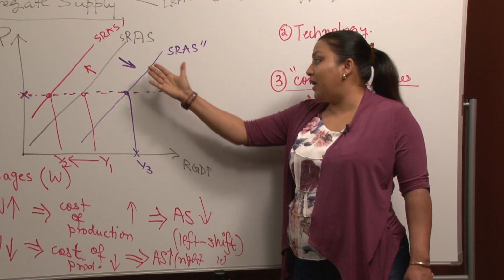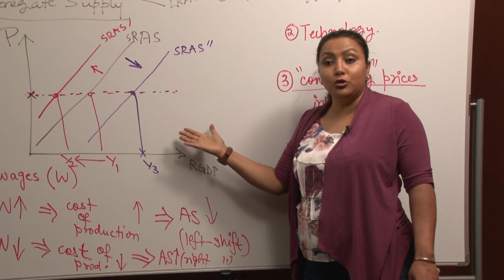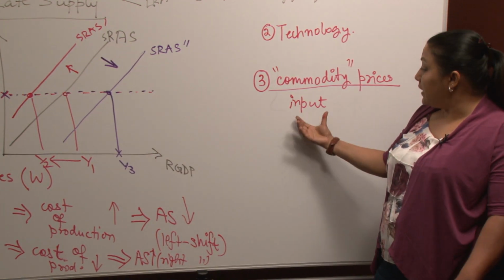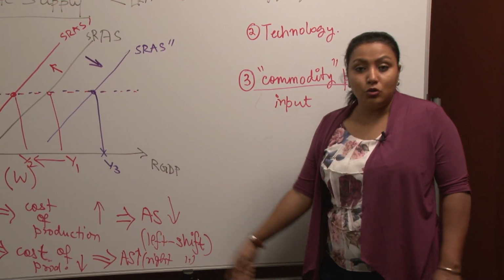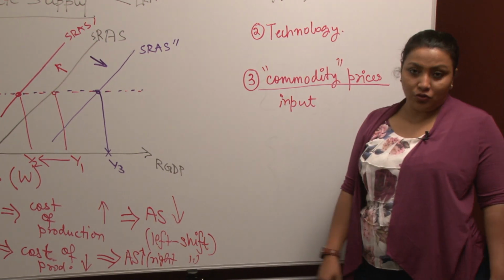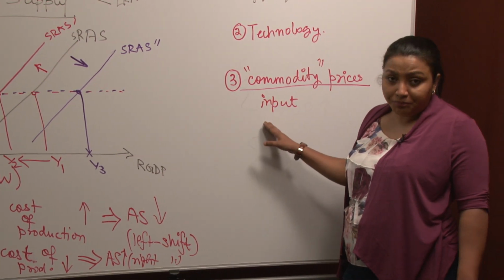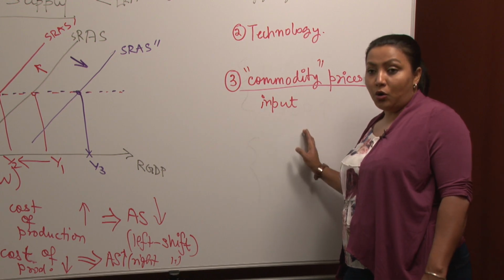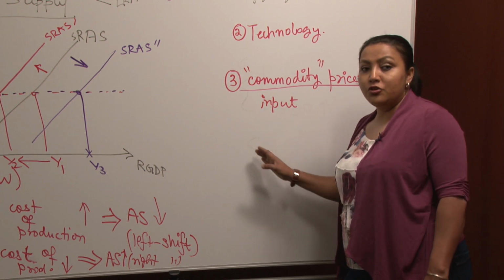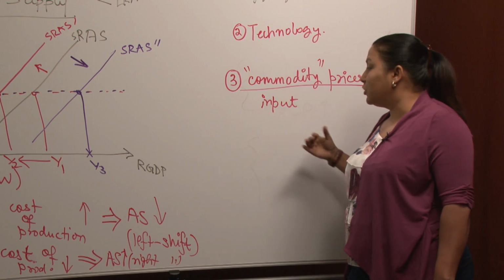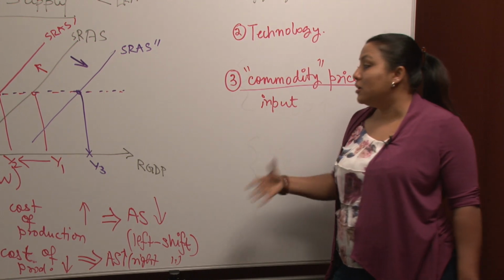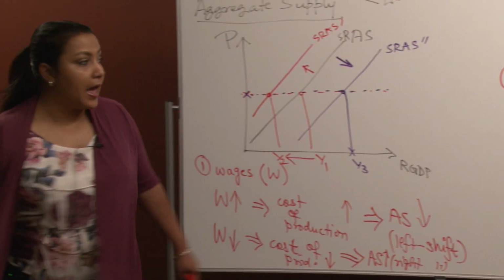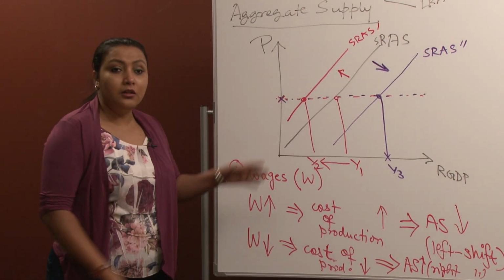And once again, whenever there is a right shift, real GDP would go up. Whenever there is a left shift, real GDP would go down. So, this in some way is similar to what we have discussed under wages. Higher cost of production driven by higher input price would take aggregate supply down. Lower cost of production driven by lower input price would take the aggregate supply up. Now, these are the three factors that can shift the short run aggregate supply curve either to the right or to the left.